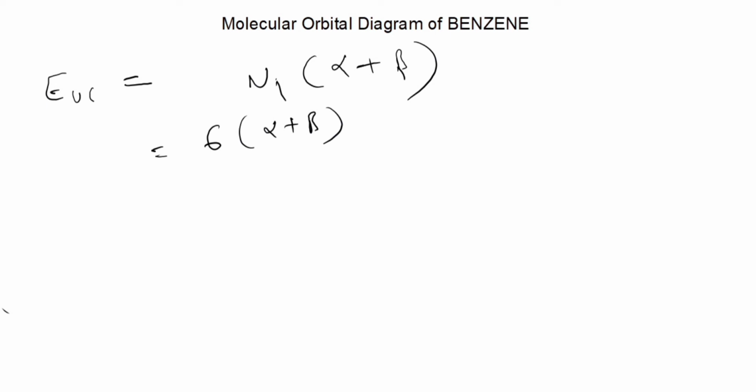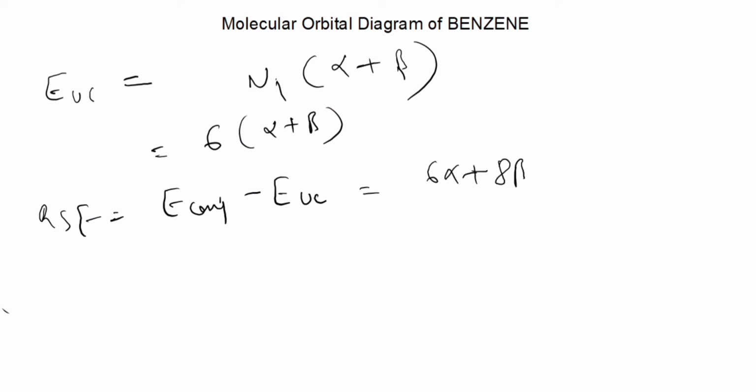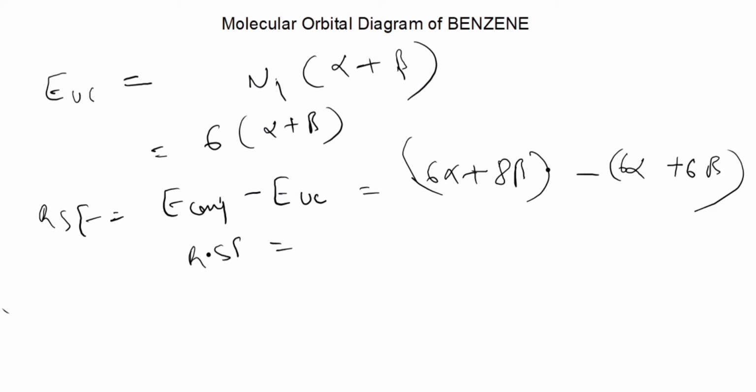And now, what is resonance stabilization energy? Resonance stabilization energy is the energy of conjugation minus the energy of the unconjugated system. In the earlier equation we got that the energy of the conjugated system for benzene is 6 alpha plus 8 beta, and for the hypothetical situation for the similar system we have 6 alpha plus 6 beta. So solving this, we get resonance stabilization energy equal to 2 beta.